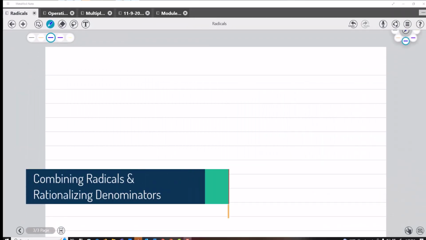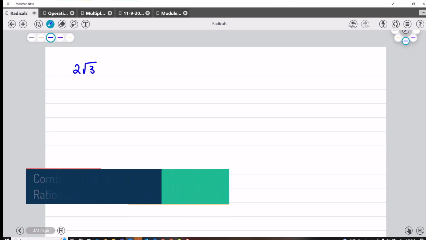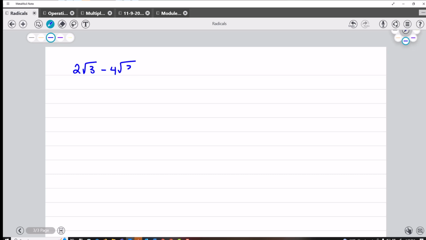Okay, let's see some other things we can do with radicals, such as combining. If I have 2 square roots of 3 minus 4 square roots of 3, this is kind of like saying 2x minus 4x, which would be negative 2x. When these are the same, these are called like terms. So you simply do 2 minus 4, negative 2, and then you keep that root the same. So it works the same way.